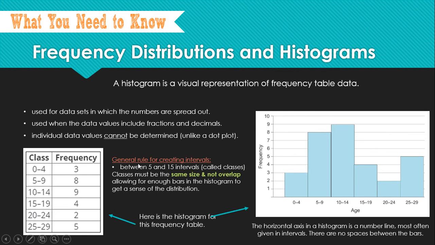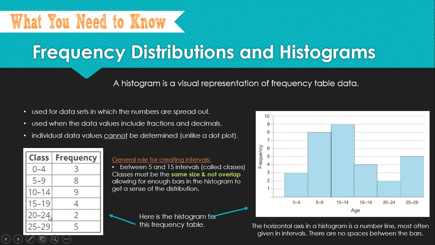So the general rules for creating those intervals, which we call classes: you typically want to have at least 5 classes or 5 intervals, and 15 would be probably about the max you'd want to have. Classes must be the same size. They cannot overlap. They need to allow for enough bars in the histogram to get a sense of the distribution. You want to be able to see the shape. Is it symmetric? Is it skewed? If you don't have enough bars to determine that, then you probably need to go readjust the classes.